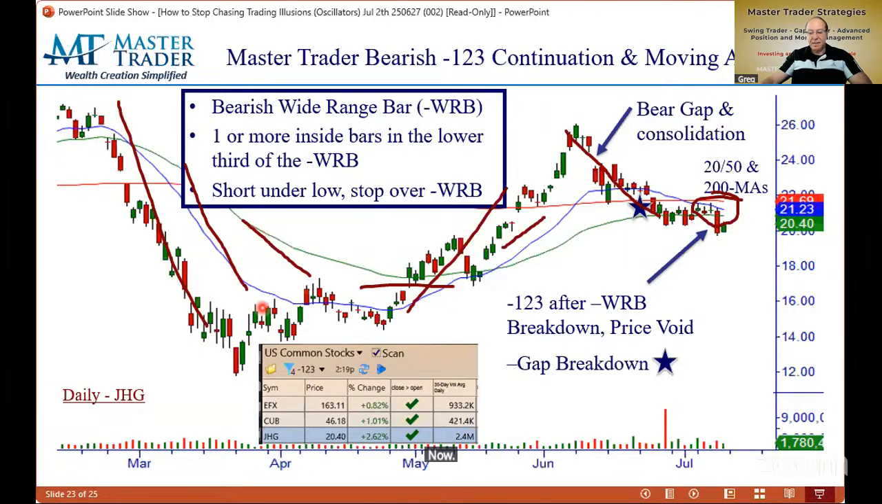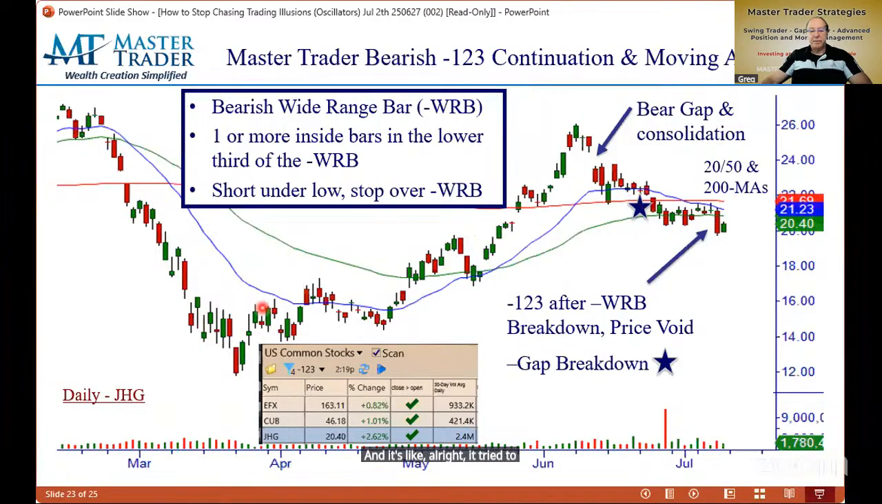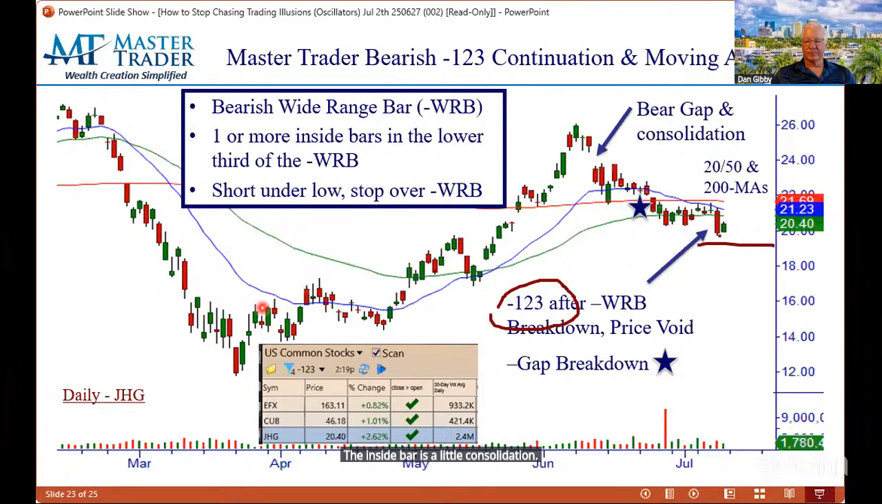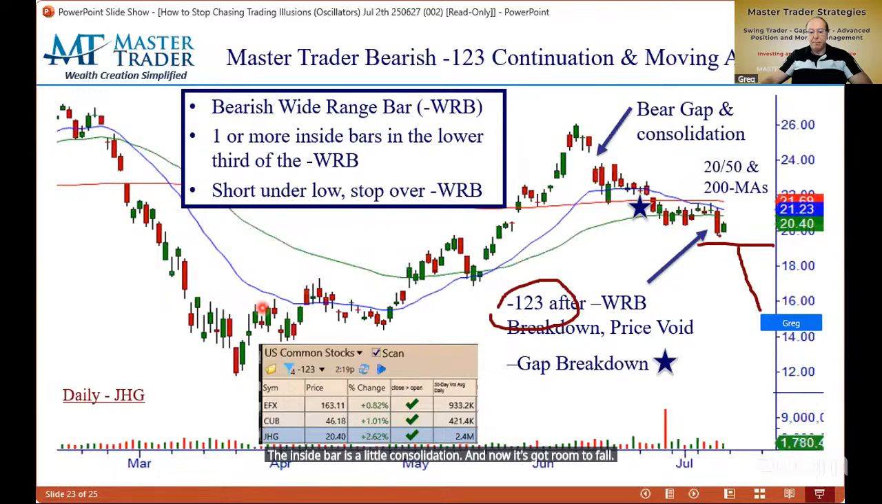Now, I look at something like this and I look at that pattern and it's like, all right, it tried to go up at this point and it failed and it broke down. And this is what we call a bearish 1, 2, 3. All right, wide range bar down, inside bar. The inside bar is a little consolidation, and now it's got room to fall. Well, it might stop there. I don't think so. When we look at charts, we look at it from the point of view that it's displaying what others think. So clearly, everybody thought it was going to go down, and they were right.